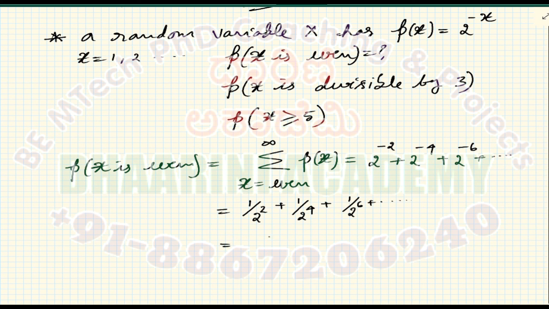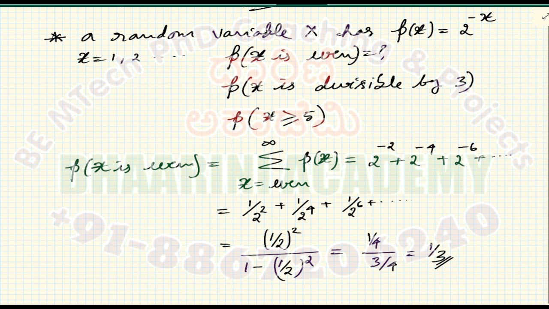This is summation a to the n. If you remember, the summation of a to the n is nothing but a by 1 minus a. What is a? A is 1 by 2 whole square, divided by 1 minus 1 by 2 the whole square. That's 1 by 4 over 1 minus 1 by 4, which is 3 by 4. So 1 by 4 over 3 by 4 is 1 by 3. There is a 1 by 3 chance that x is an even number. Okay, straightforward.